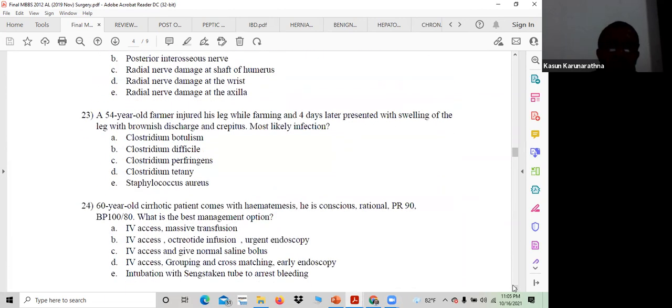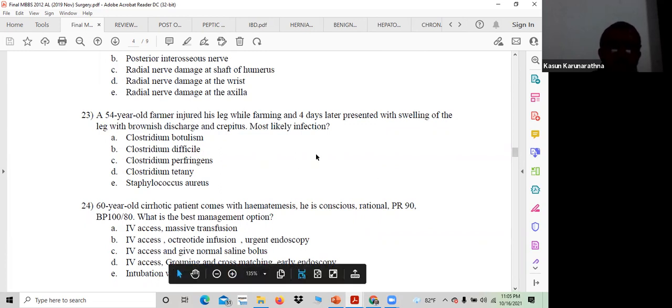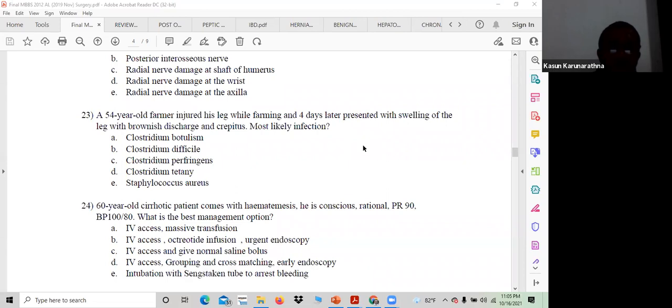23, a 54-year-old farmer injured his leg while farming and 4 days later presented with swelling of the leg with brownish discharge and crepitus. Most likely infection? What is this clinical picture? Before the answer, what is this clinical picture? Gas gangrene. What is gas gangrene? So it's a type of necrotizing soft tissue infection, right?